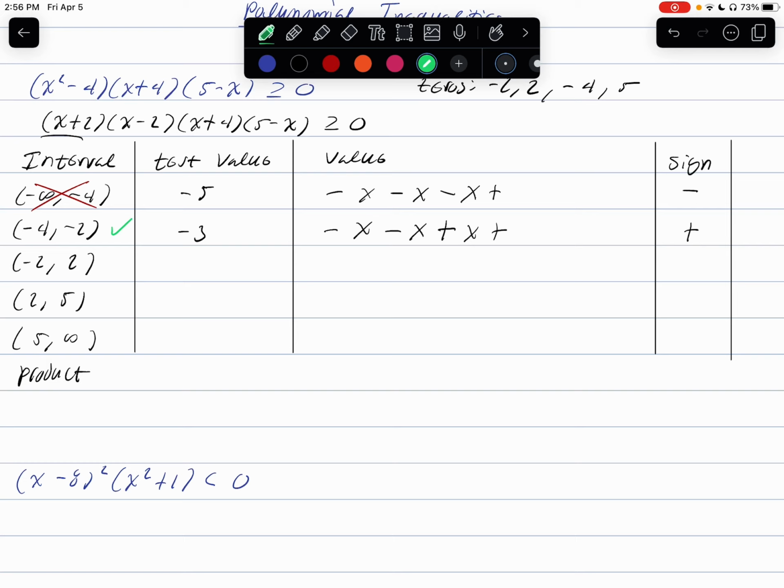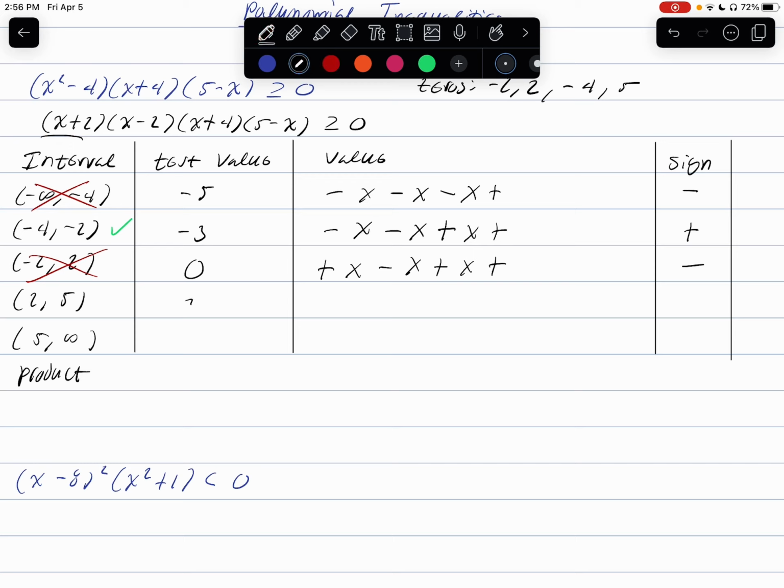Just find a way to remember which ones we're going to use in the end here, right? So we'll have negative 2 to 2. I always like 0. 0 is always a really good choice here if you're able to have 0 as part of your interval. So we'll have 0 plus 2, that's positive. 0 minus 2, that's negative. 0 plus 4, that's positive. And 5 minus 0, that's positive. So we have positive times negative, which is negative, times positive, which is negative again, times positive, which is negative again. So this will be negative, okay? And we're looking for greater than or equal to 0, so negative 2 to 2 is not part of our solution.